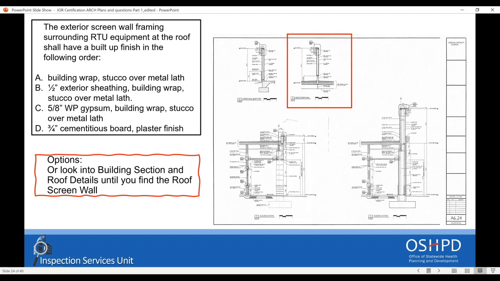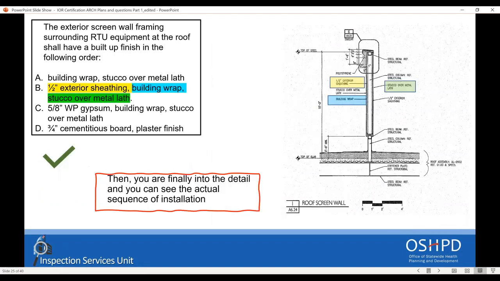This section for 6.24 doesn't provide the response. But look to the right, to the adjacent detail. That talks about the roof screen wall. This one could be an option, or you just go through the building section page by page until you find the detail, because the question clearly asks for a detail. So now, in the adjacent detail, you can see the sequence of installation, and that is the correct answer.